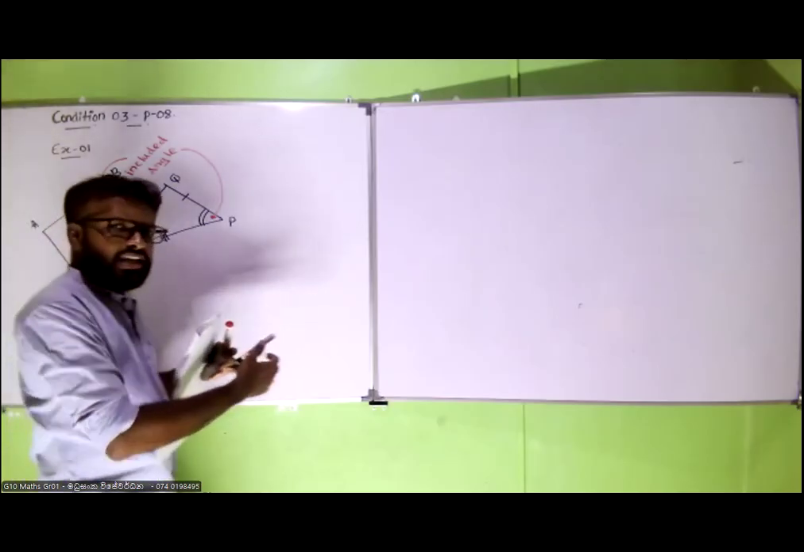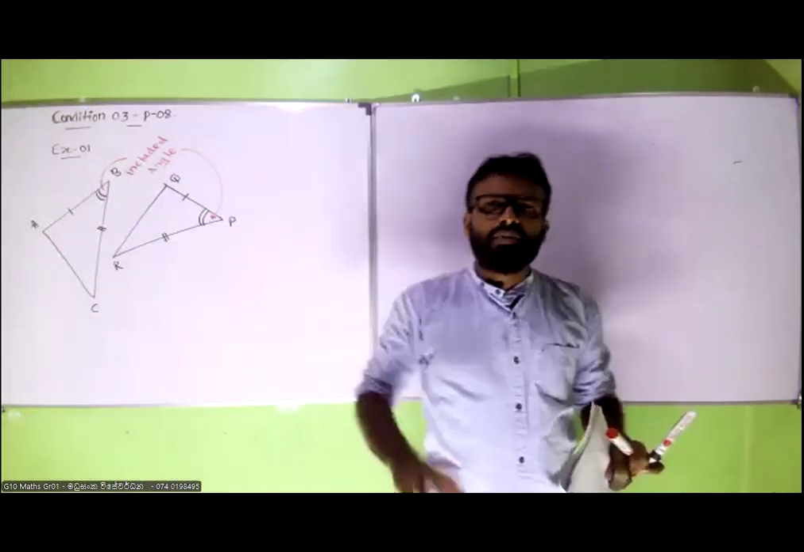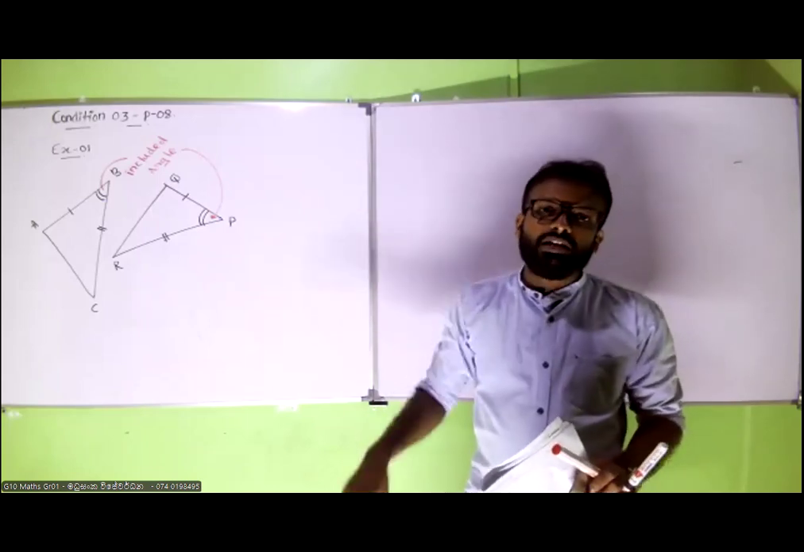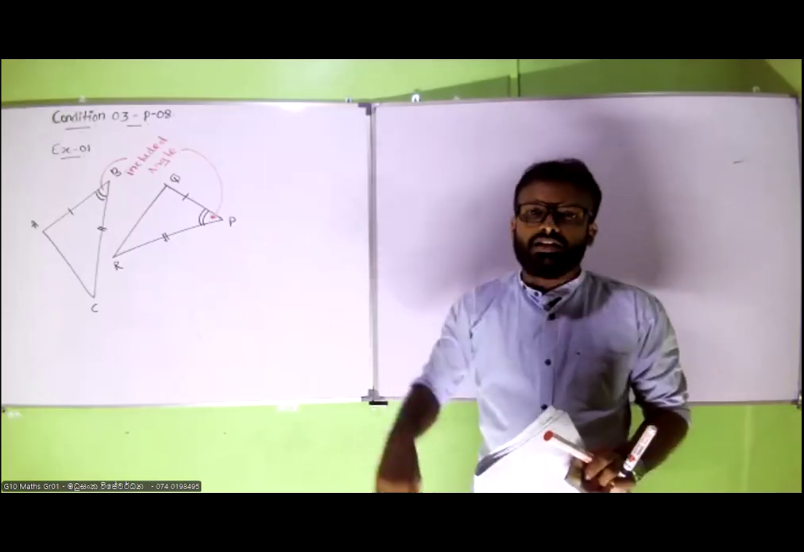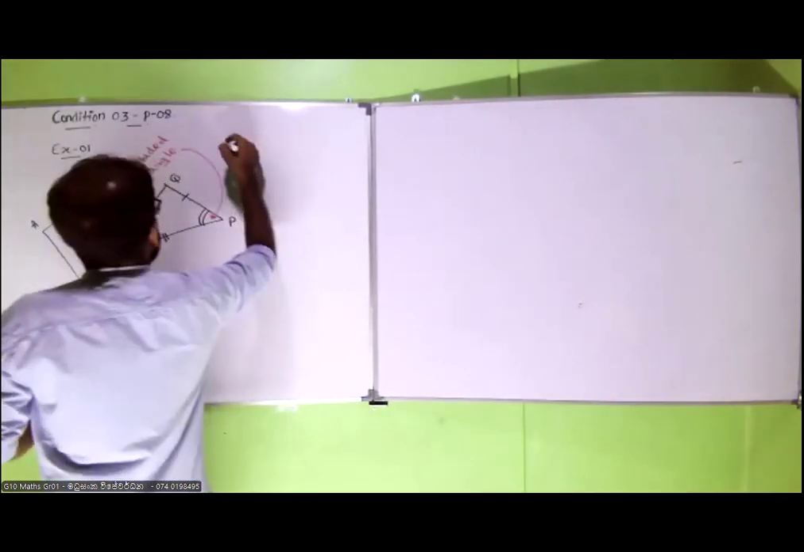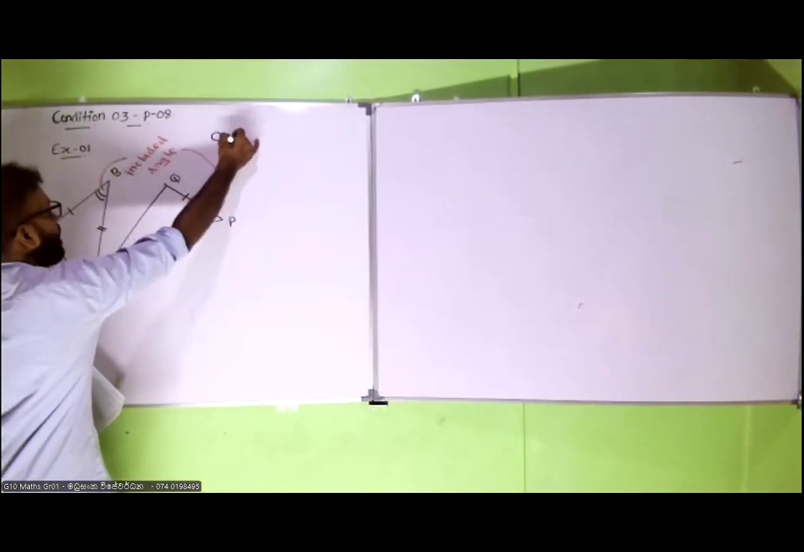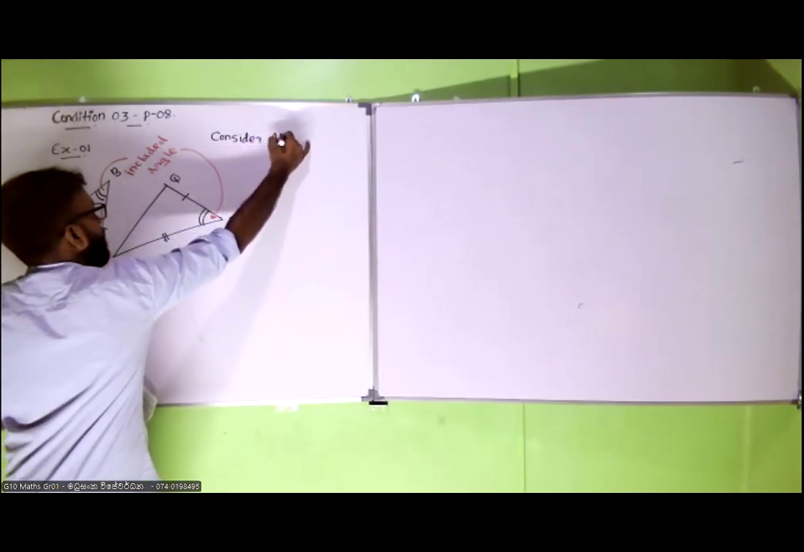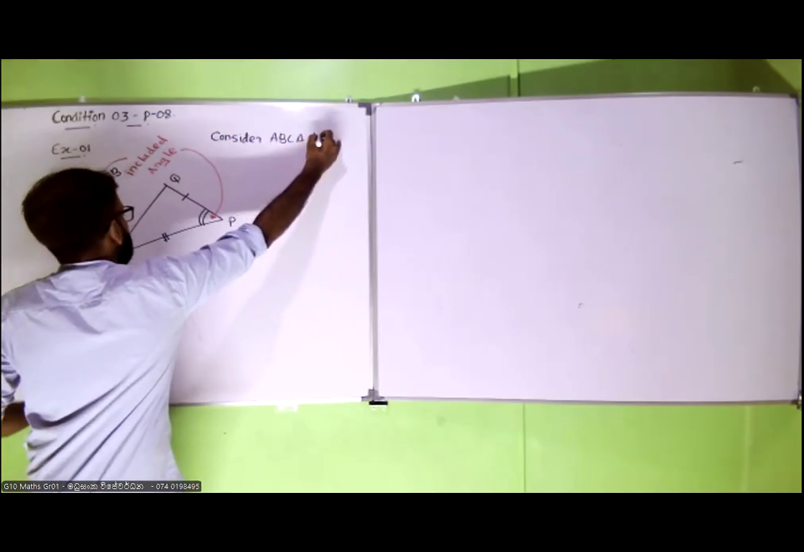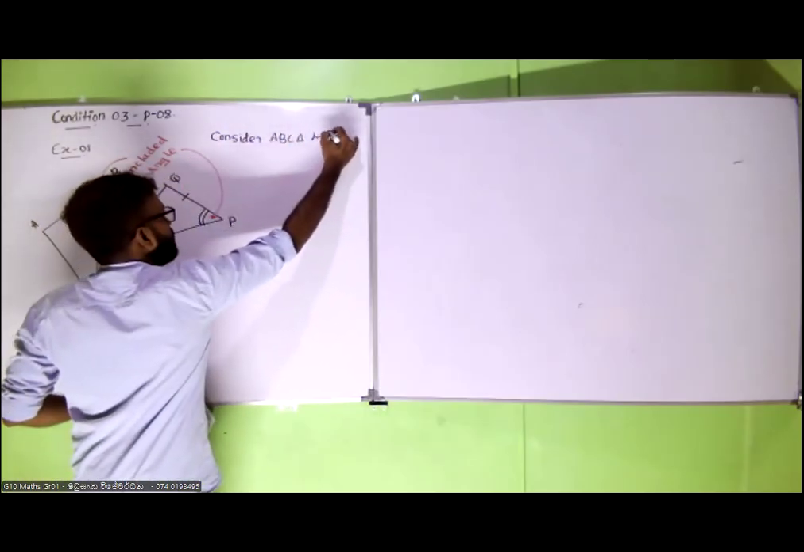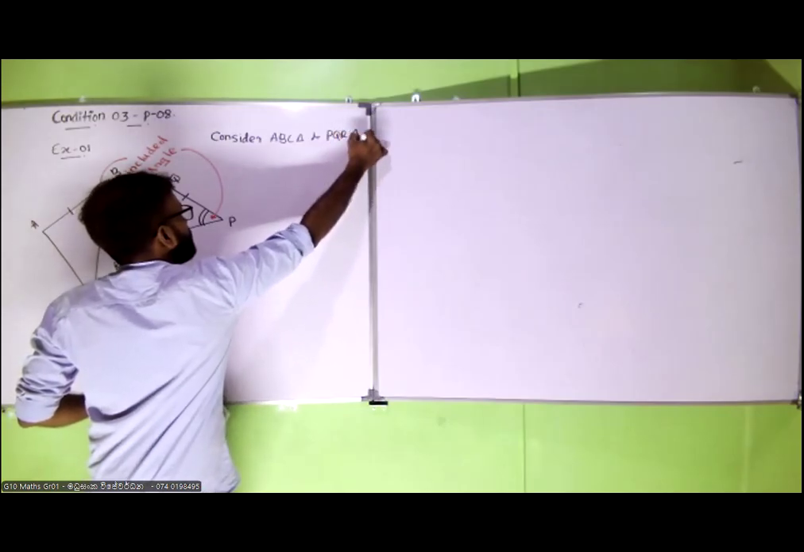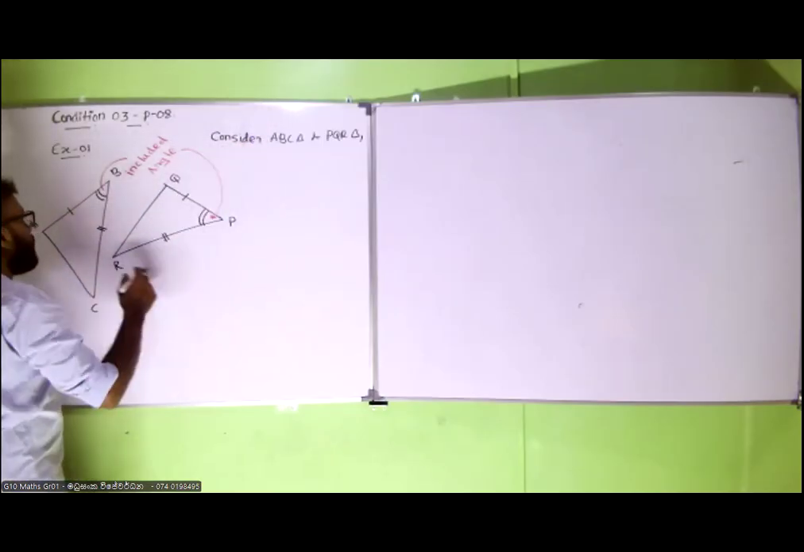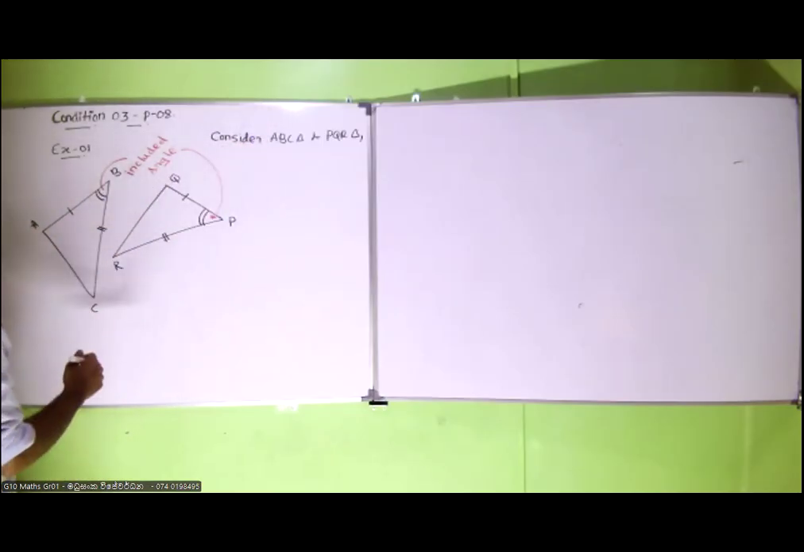Now, same as before, we have to write. In this kind of situation, we have to do what? SAS, side, angle, side. So consider ABC triangle and PQR triangle, comma. From these two triangles, I am going to take equal elements.